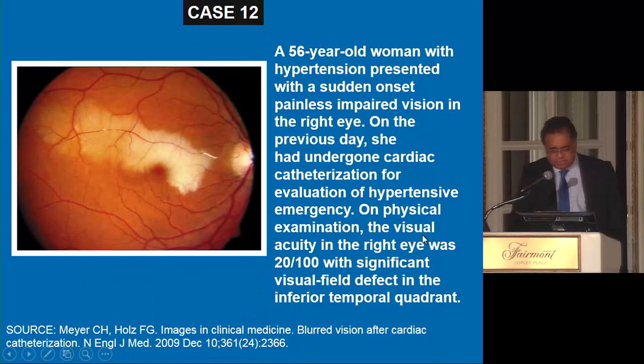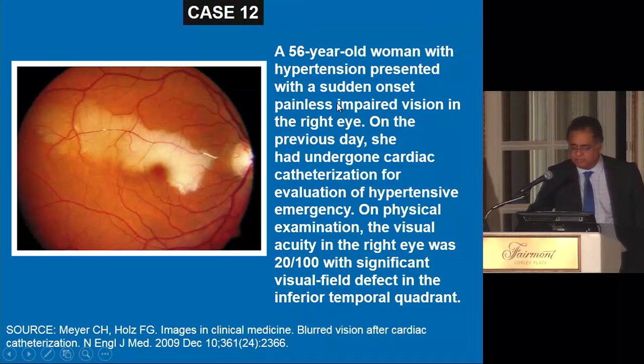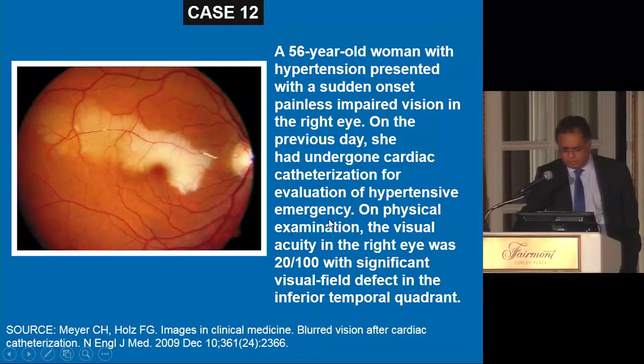This is case 12. This is a 56-year-old woman with hypertension who presents with sudden onset of painless impaired vision in the right eye. The previous day, she had undergone cardiac catheterization for evaluation of hypertensive emergency. On physical exam, the visual acuity in the right eye was 20/100, with significant visual field defects in the inferior temporal quadrant. What is the answer here?